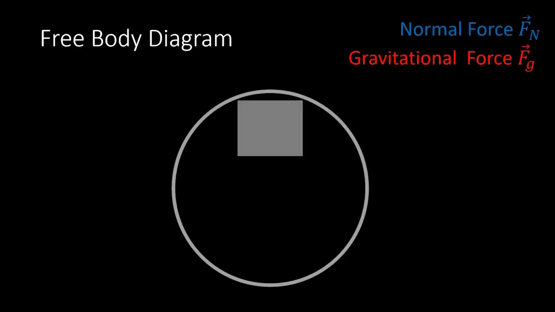In order to ensure that the block will make it around the loop, we need to do a force balance of the block at the top of the loop to see how the normal force and the gravitational force affect the block. Let's first draw all of our forces acting on the block. We know that there's going to be a normal force and a gravitational force.